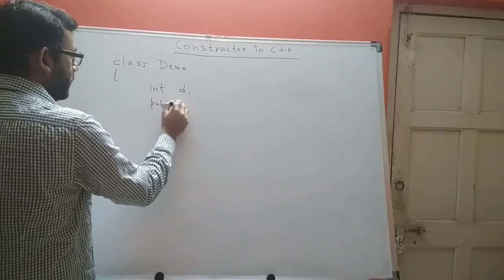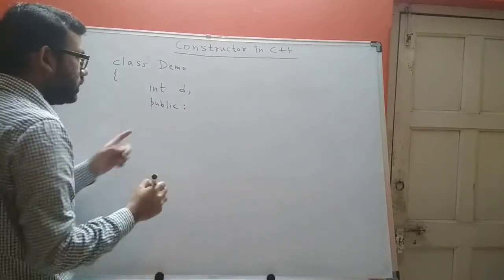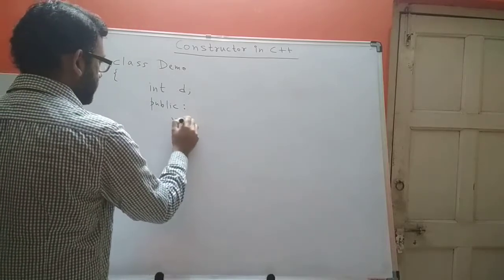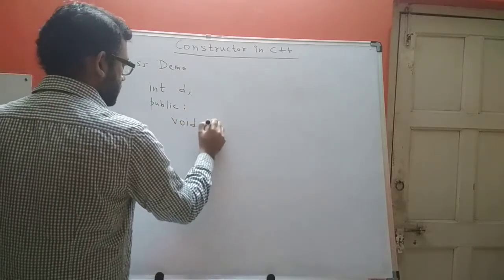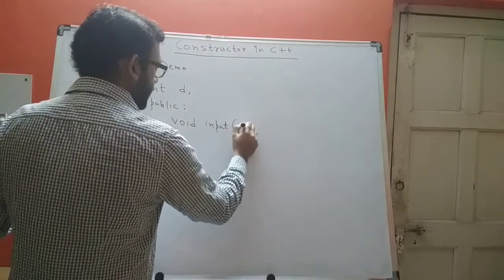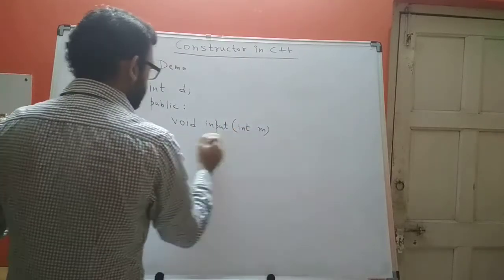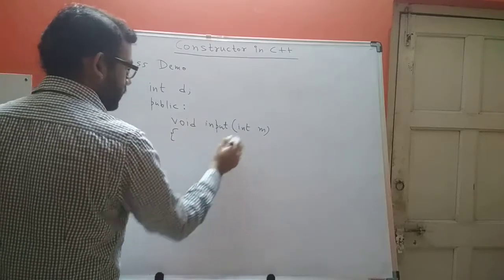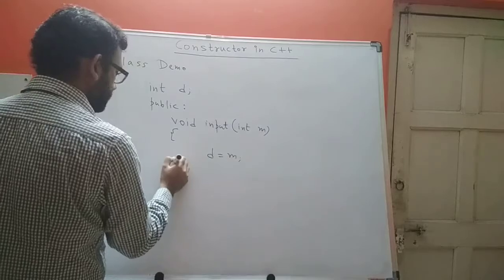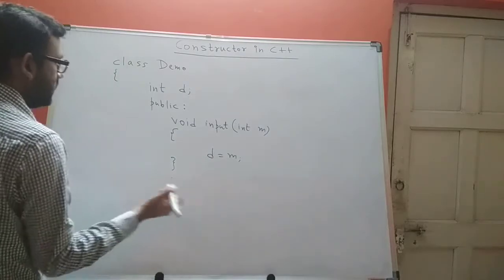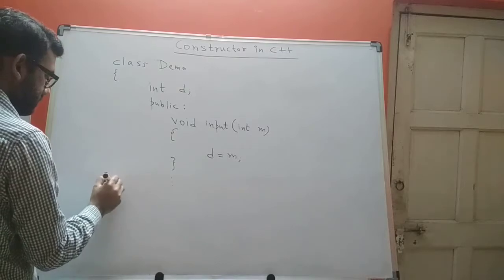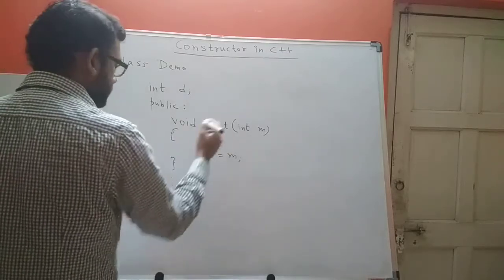Now, what would I want? I would want to give this data member some value. Now for that, I would have to write a function like input. Let's say I would write a member function like input, and let's say it's receiving a parameter m. Now whatever this m is, that would be assigned to D. Right, and let's say there were other functionalities present in this class as well. But my objective is to only show how this input works.